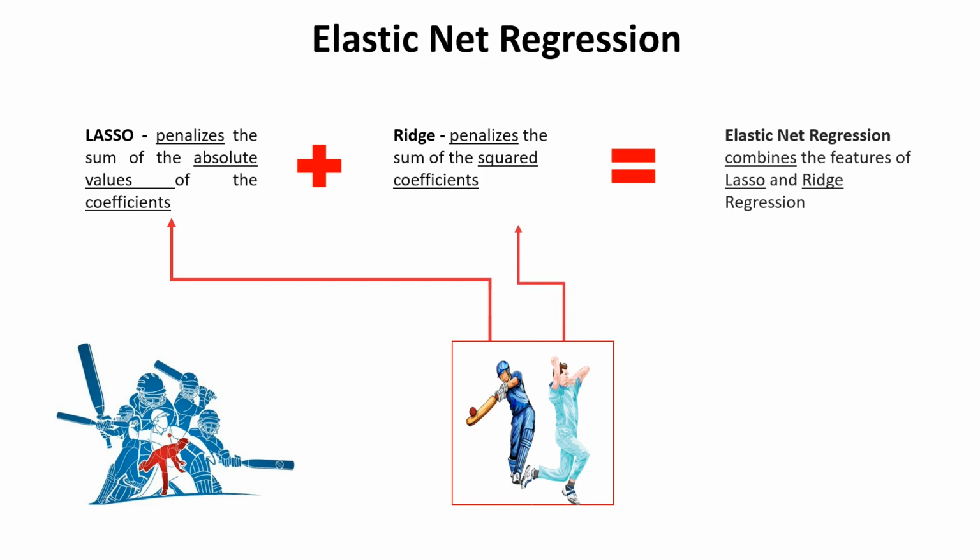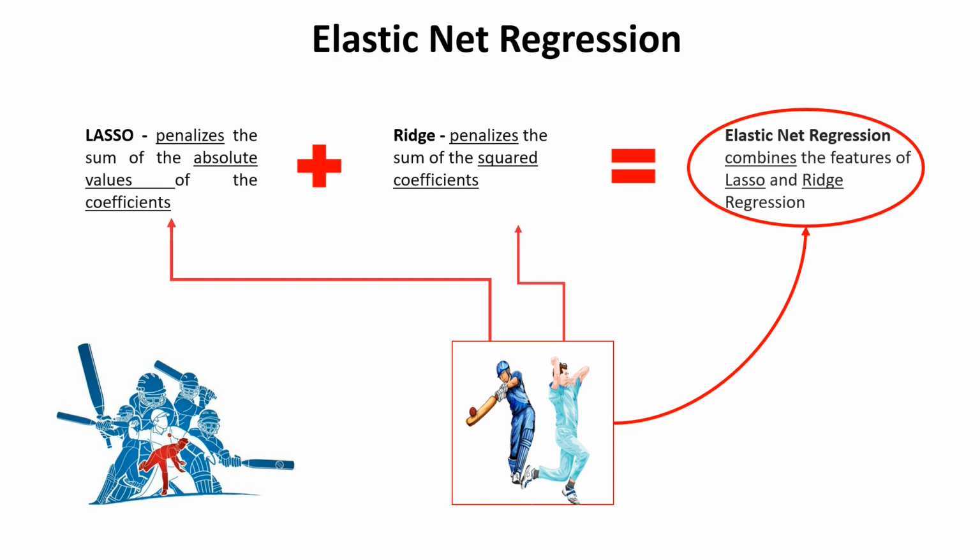Now if you are someone who wants to have the combination of both of these two, means you want expert of batting, expert of bowling, and some set of players who can do both of the things, or maybe they are not expert but they are good enough, then you should be going with ElasticNet regression. Hope this clarifies the concept of it.